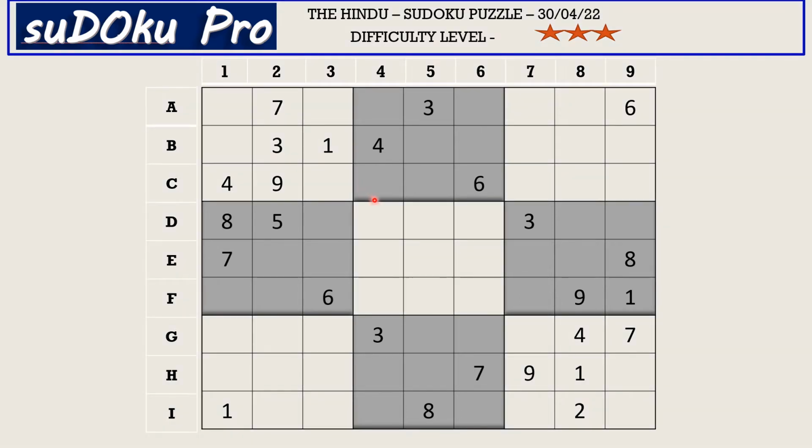Hello everyone. Let me start with the ninth block today. There is 6 and 8 in column 9 which blocks these two cells. So 6 and 8 goes here in these two cells. There is 8 blocking from here. So I7 takes 6 and G7 takes 8.